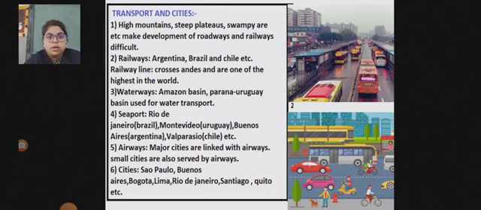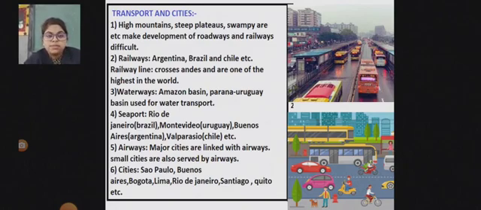Since South America has steep mountains and at the same time it also has the driest place, which is the Atacama Desert, transport here is not such an easy thing to find, but it is still being developed. High mountains, steep plateaus, and swampy areas make this development quite hard. It's a bit difficult for the development of transports. But still, there are places where you can find properly developed transports in South America also.